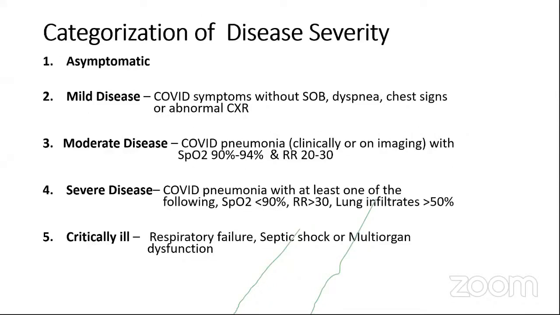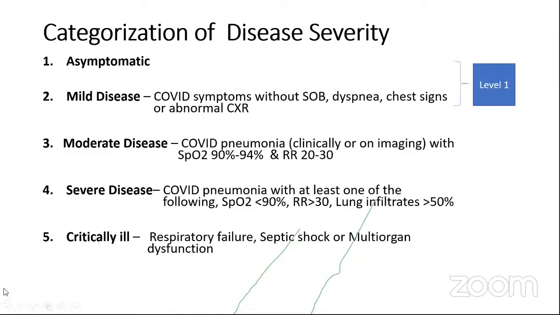So a few words about the categorization of disease severity. There are 5 main categories of disease according to severity. They are the asymptomatic patients. They are positive for SARS-CoV-2, but completely asymptomatic. Mild disease is defined as COVID symptoms, but no evidence of pneumonia clinically or on imaging, and they are not short of breath. They are just mildly symptomatic with headache and so on. These patients are being managed at level 1.